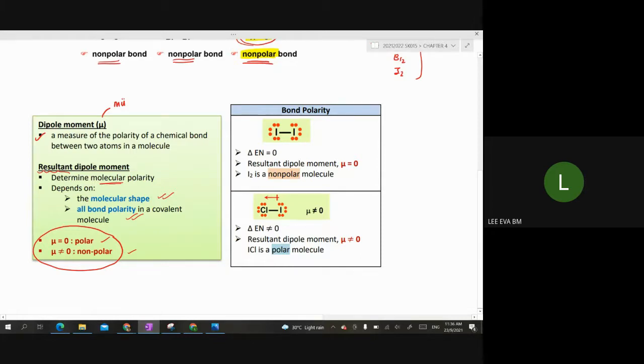Dekat sini salah. Sekejap ya. Terbalik dua-dua ni. This one should be a non-polar. Sorry, madam baru realise. Kalau dia tak sama dengan kosong, maksudnya dia ada value. Bila ada value, dia adalah polar. Okay, please make a correction over here.